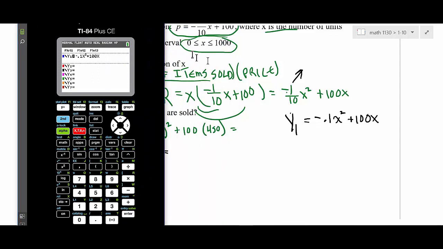What did I say about x? The problem said x is between 0 and 1,000. So when you set your window up, you want to go from x equals 0 to x equals 1,000. And then what's a good scale? Probably 100. Just go by 100 or something like that.